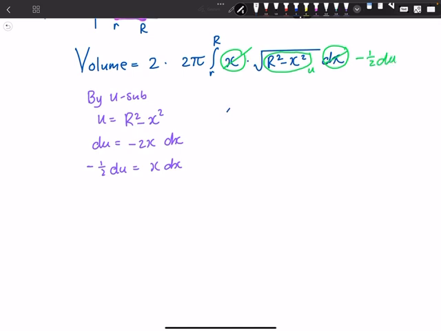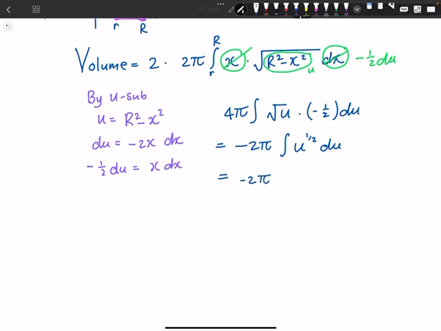So here's what we have. 4 pi times the integral of the square root of u times negative 1/2 du. In other words, if we can factor out that negative 1/2, we're going to have negative 2 pi times the integral of u to the power 1/2 du, which is equal to minus 2 pi. The integral of u to the power 1/2 is u to the power 3/2. You can either divide by 3/2 or immediately multiply by 2/3.